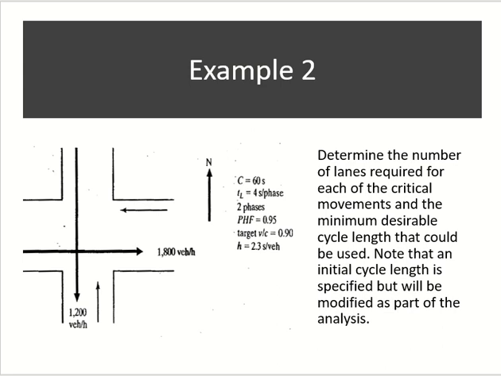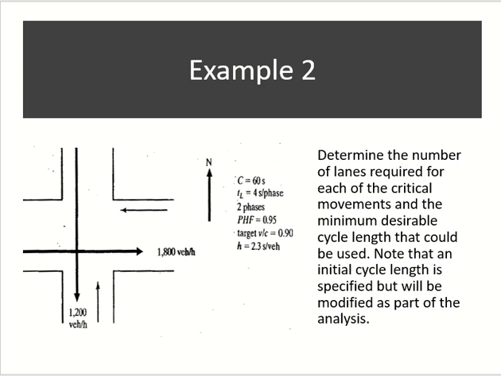Second example, we have volume given on the intersection. We have a cycle design given. Signal is already designed. They are asking for two things. First of all, find out number of lanes. For this design and for this volume, how many lanes you require? Second thing, once you finalize the number of lanes, you can redesign the signal now. Recalculate the cycle length. First of all, use whatever is given to find out number of lanes. Once you find out the number of lanes, you can adjust the cycle length.